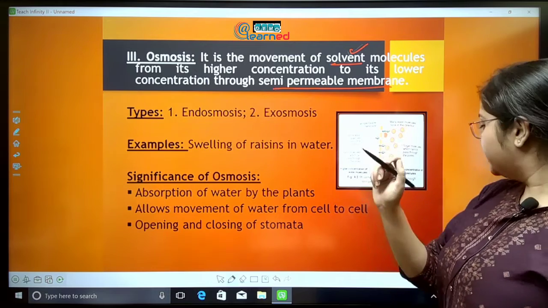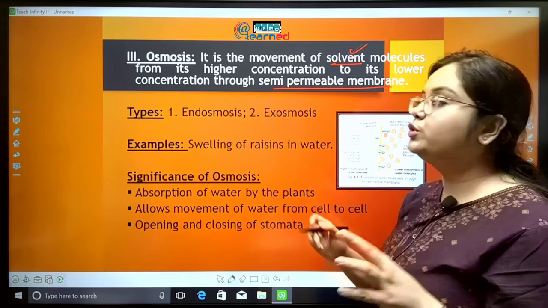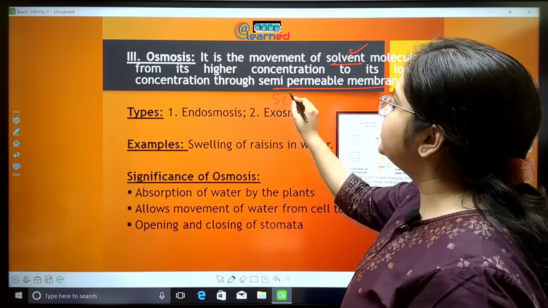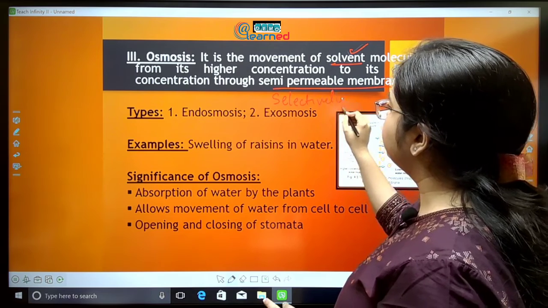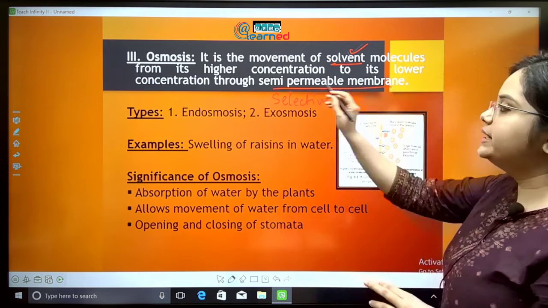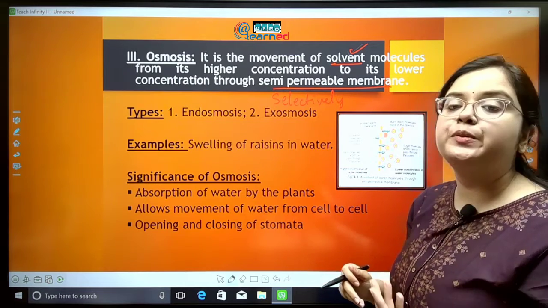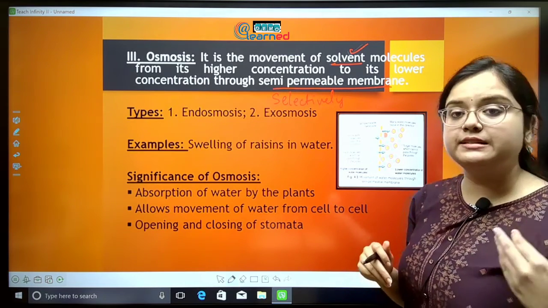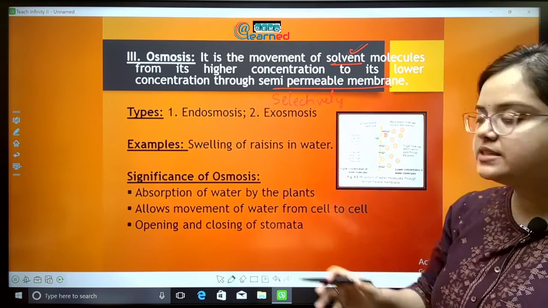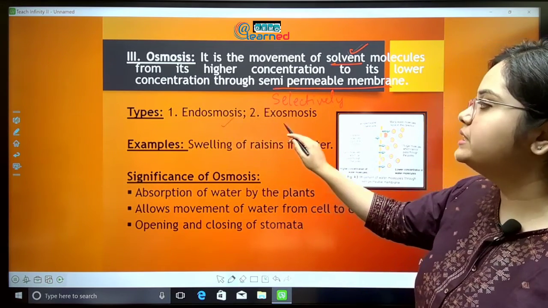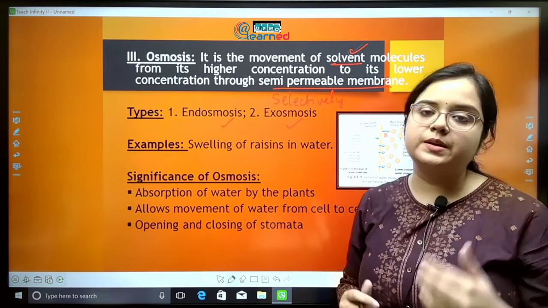Now, though we have semi-permeable here, it would be appropriate if you use the word selectively permeable membrane. In the process of osmosis, there are two types. One is endosmosis, another one is exosmosis. The difference between the two you must note because this comes up in your exams.